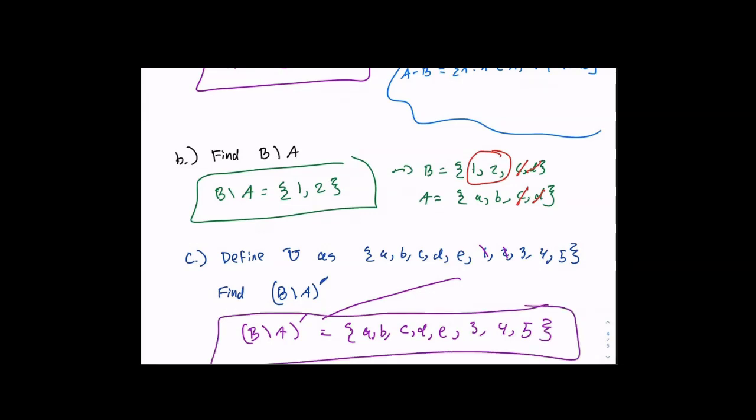So I would look at my universal set and cancel everything that is in the set that I'm trying to find the complement to, which is just 1 and 2.